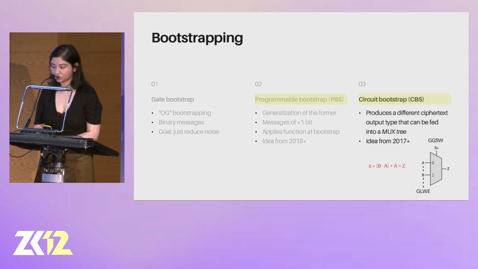Finally, we have circuit bootstrapping, and what distinguishes circuit bootstrapping from gate and programmable bootstrapping is that it produces a totally different ciphertext output type. And what's special about this output is that it can be fed directly into a multiplexer. If you need a brief refresher on what a multiplexer is, just think of it as a way of implementing an if condition, but here everything's encrypted. The idea for circuit bootstrapping is also quite old. It's been around since 2017, potentially even earlier.